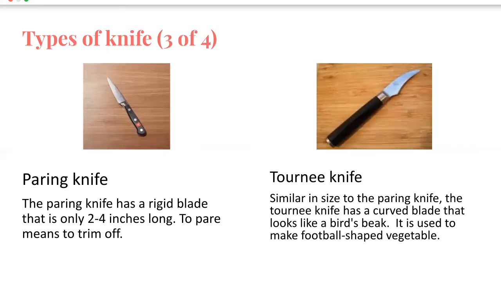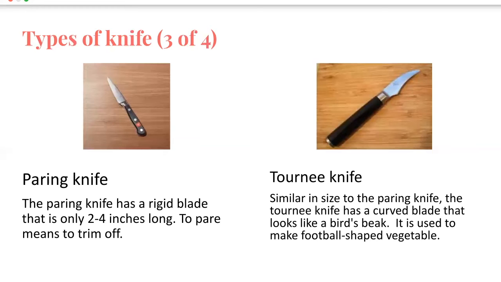The next knife is a paring knife. The paring knife has a rigid blade that is only 2 to 4 inches long, and to pare means to trim off. It's a French word.